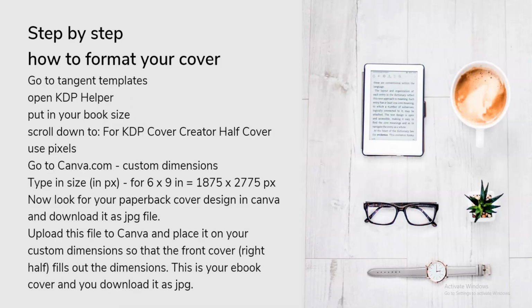And now you have to look for your paperback cover design in Canva. If you designed your cover in Canva, it should be in your files, and you then download it as a JPEG file. Once you've downloaded that JPEG file, you upload that file to Canva and you place it on your custom dimensions so that the front cover, the right half of your design, fills out the dimensions. And this is your ebook cover, and you can now download it as a JPEG.